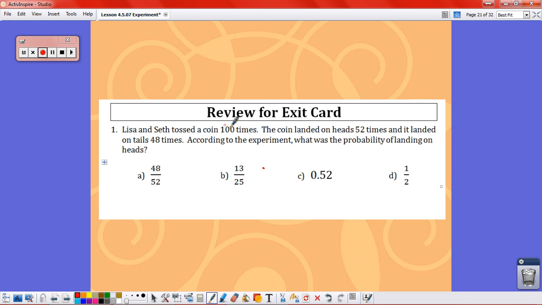Lisa and Seth tossed a coin 100 times. The coin landed on heads 52 times and landed on tails 48 times. According to the experiment, what is the probability of landing on heads? This is very important. It's according to the experiment. So even though normally it's 1/2, we want the experiment's probability. So it's 100 times, so 100 on the bottom. Heads 52 times, so 52 is the numerator. 52 out of 100 is the same as 52/100.